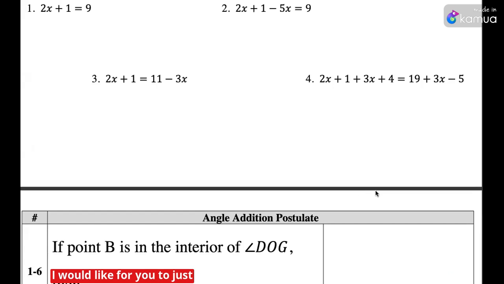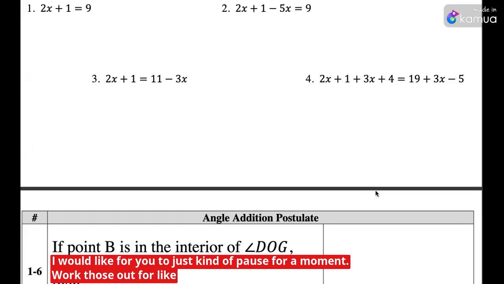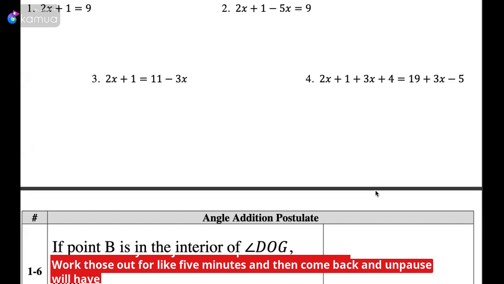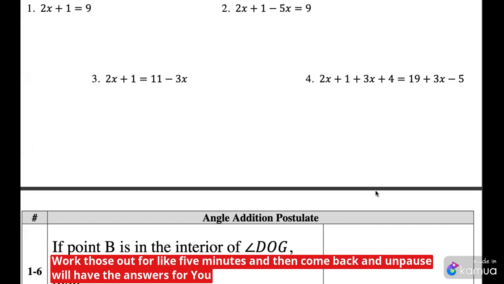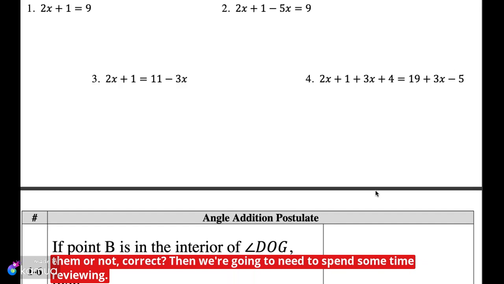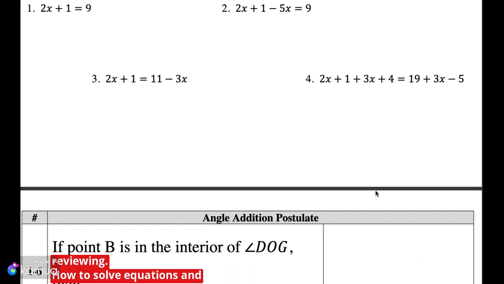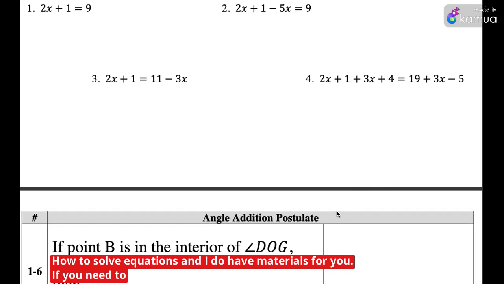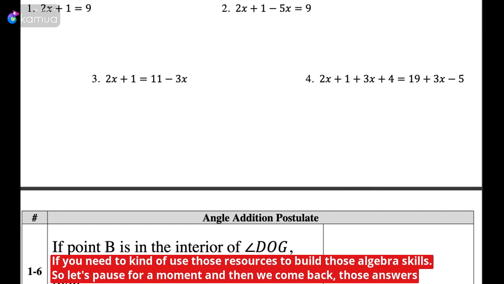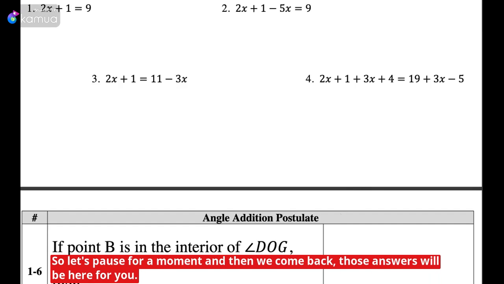I would like for you to just pause for a moment and work those out for about 5 minutes. Then when we come back and unpause, we'll have the answers for you. If your answers, when you check them, are not correct, then we're going to need to spend some time reviewing how to solve equations. I do have materials for you if you need to use those resources to build those algebra skills. So let's pause for a moment, and when we come back, those answers will be here for you.